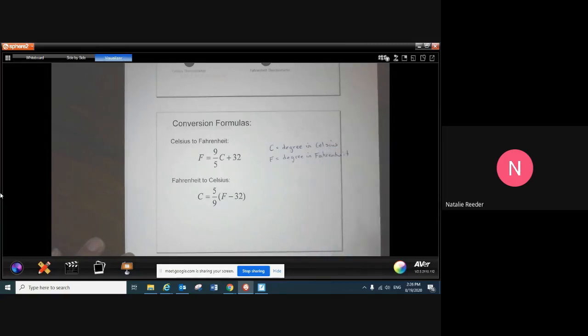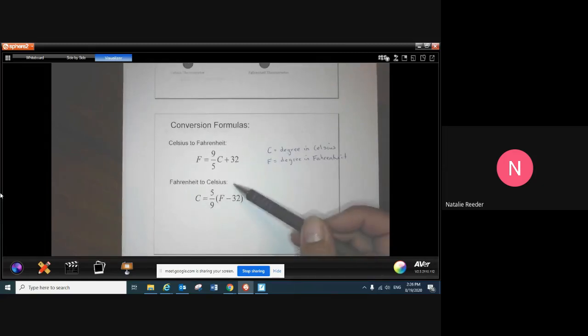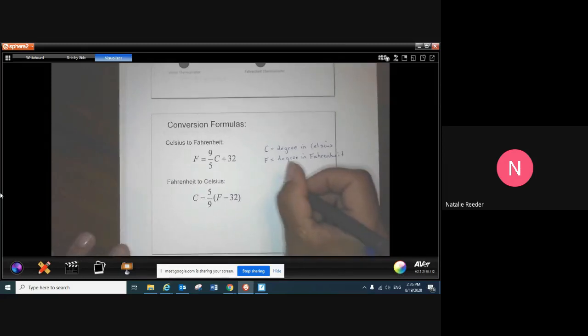So if you are trying to find what the degree is in Fahrenheit, you're going to use this first formula. But if you're trying to find what the degree is in Celsius, you're going to use the second formula. Now, a big difference between the two is you need to follow order of operations.